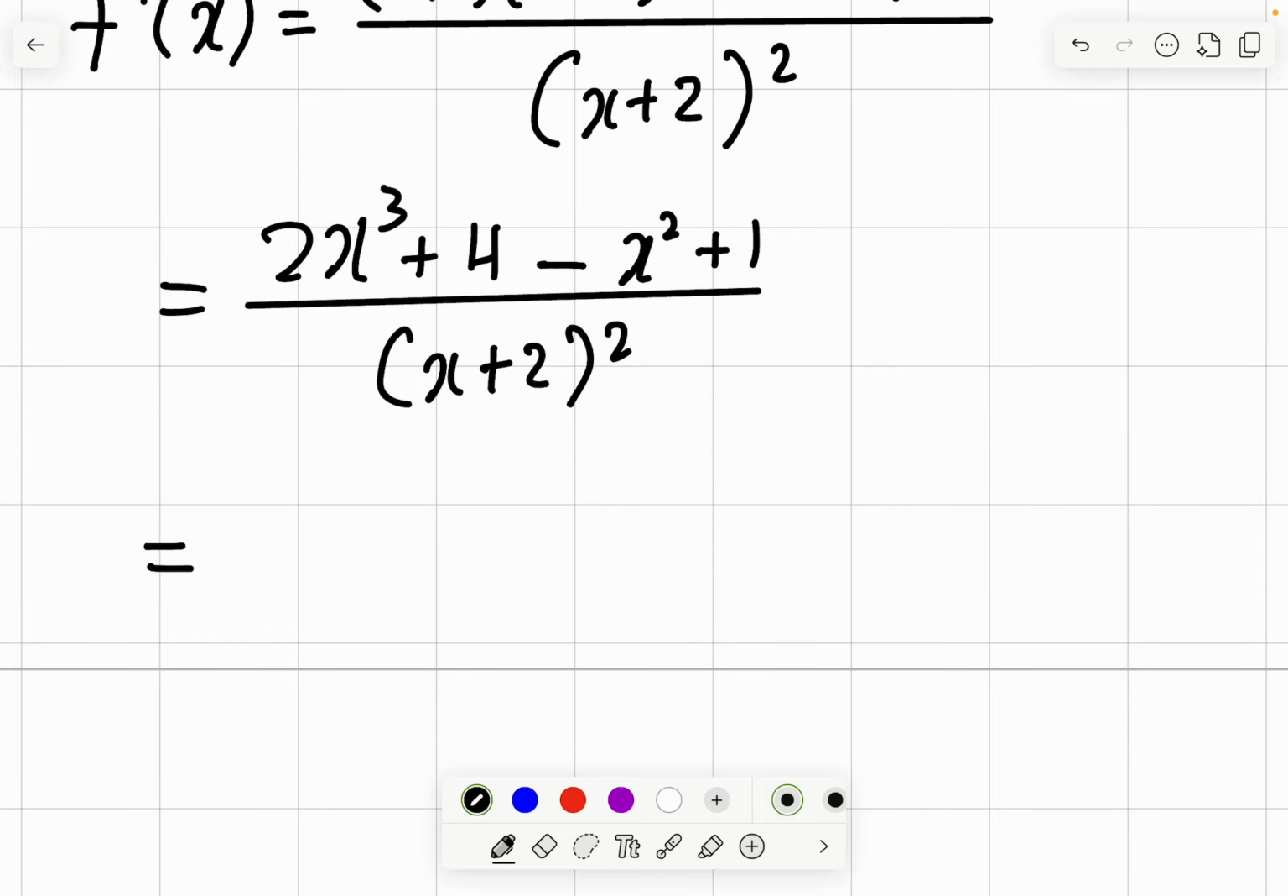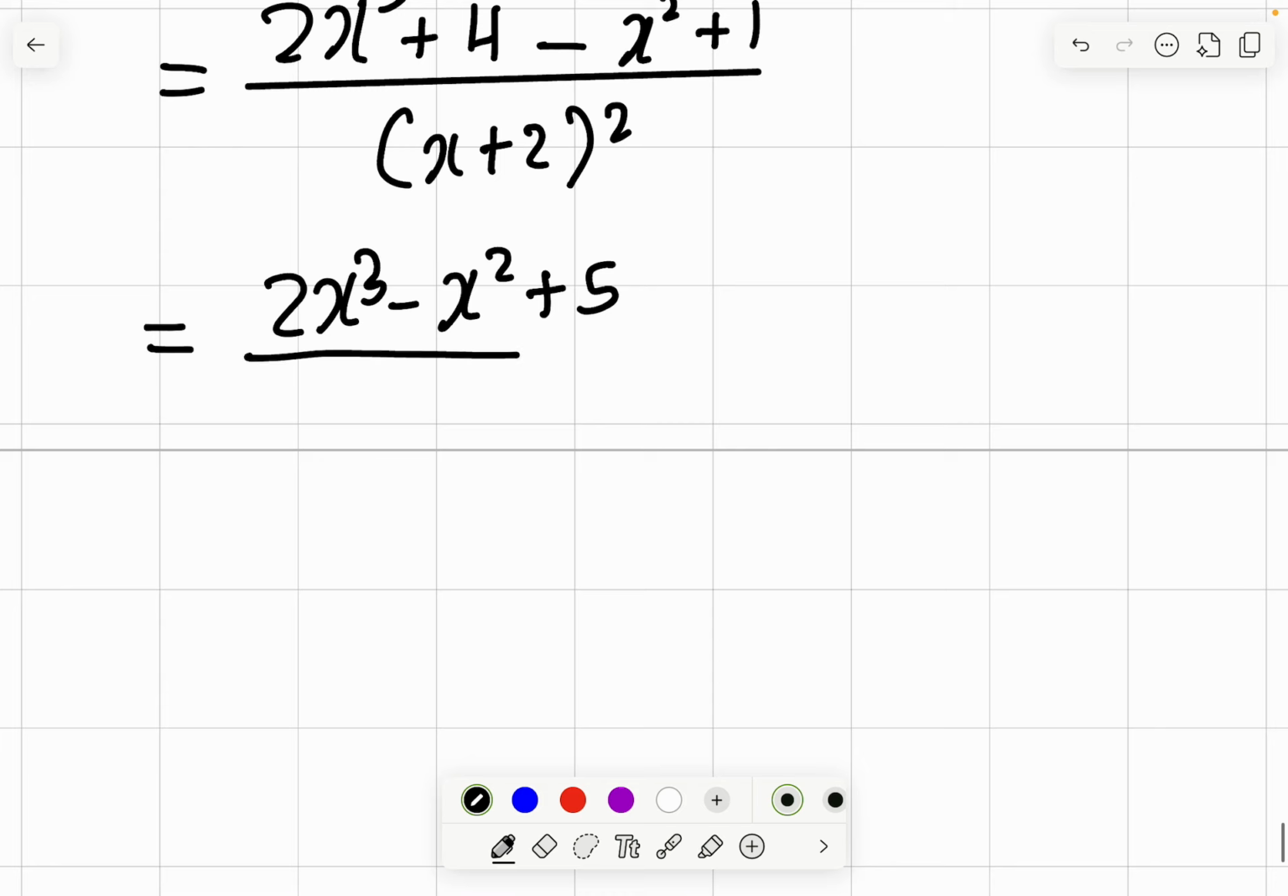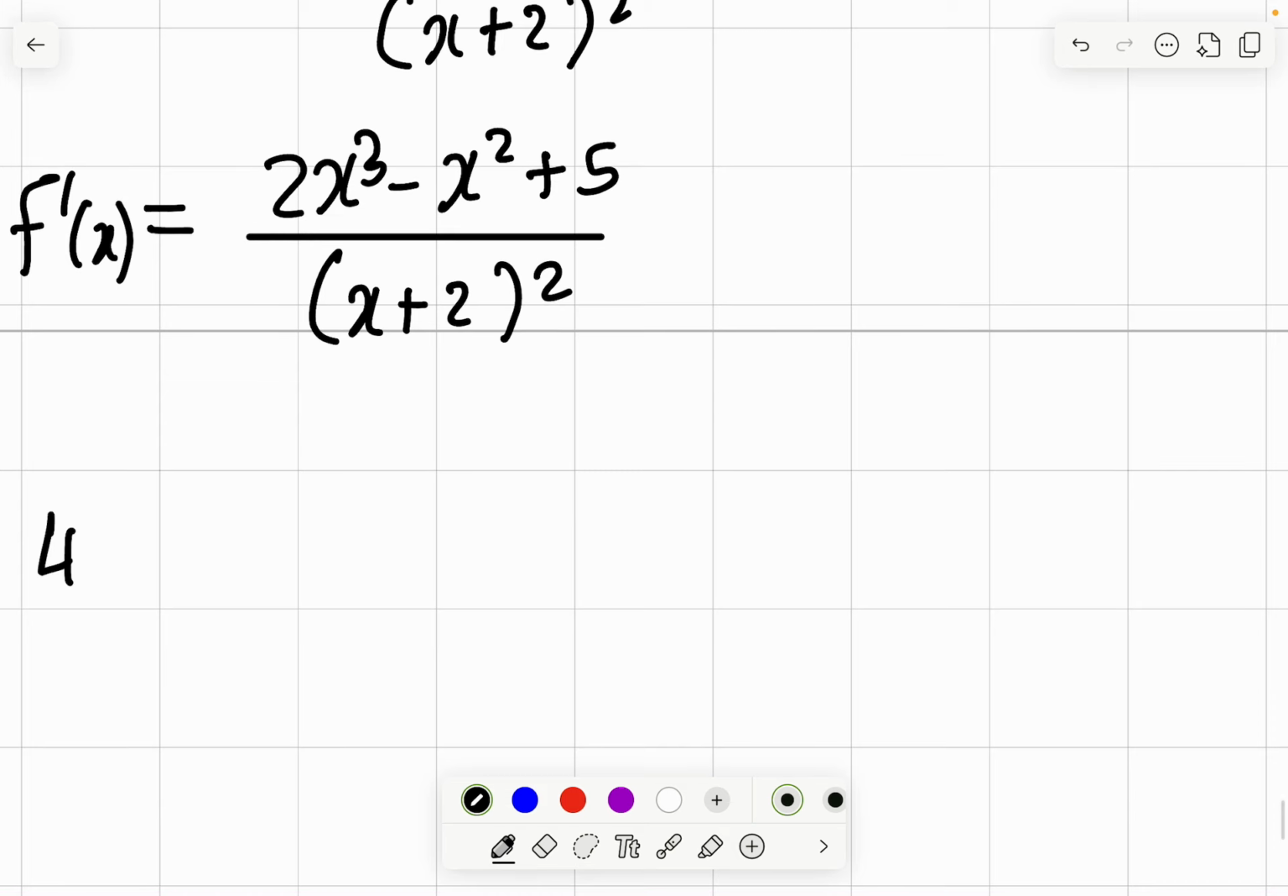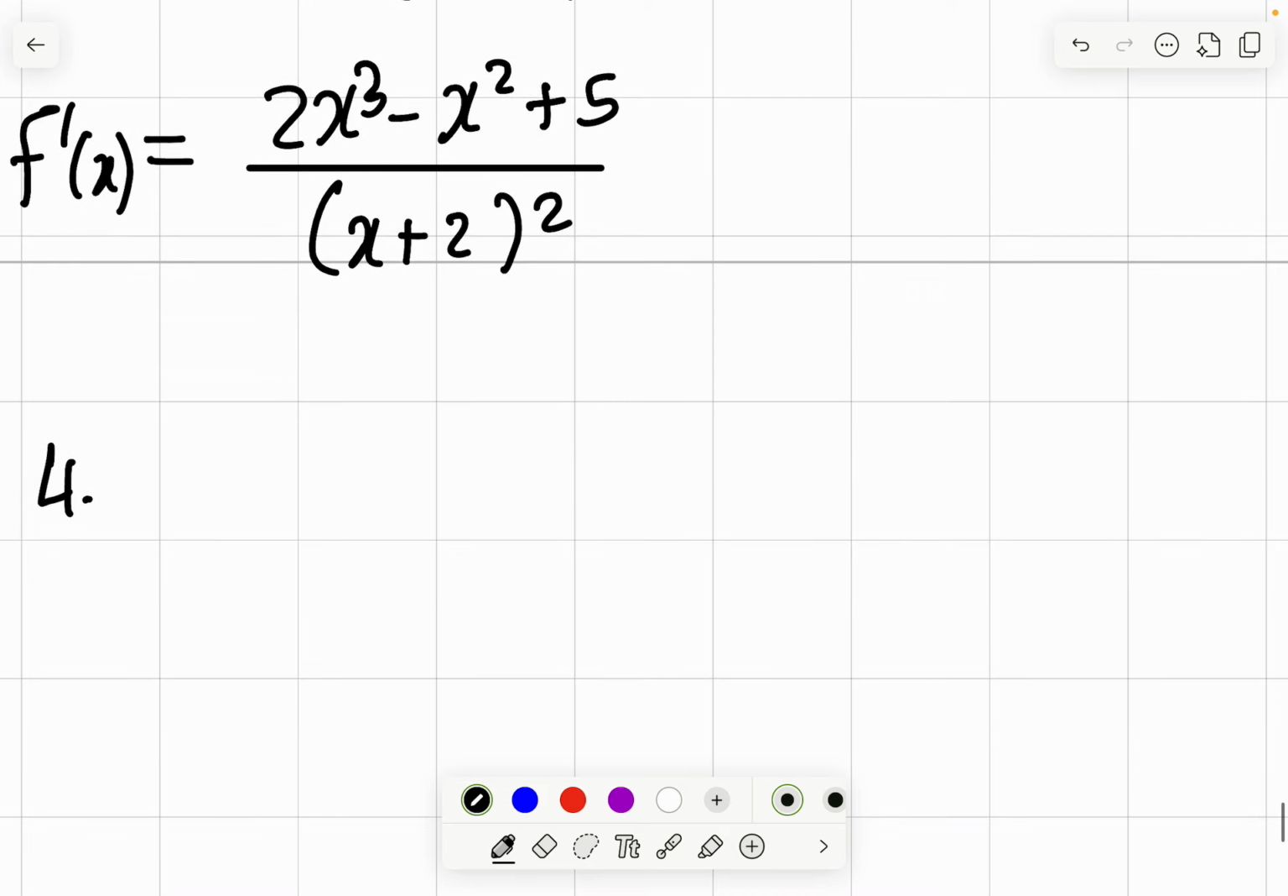So I'm going to have 2x cubed minus x squared, 4 plus 1 is what? Plus 5, all divided by x plus 2 all squared. That is the f prime of x. So let's check number 4. Number 4 reads as follows. Number 4, it says what?